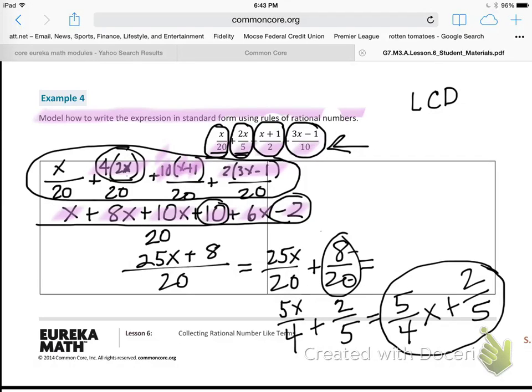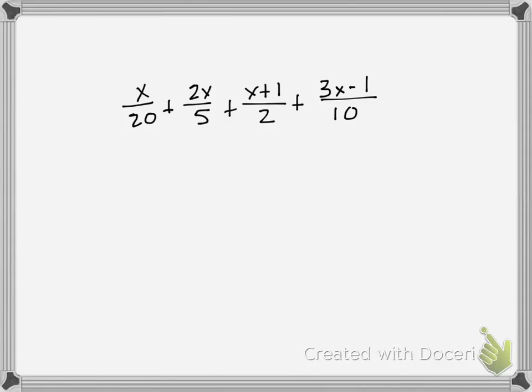Now that's one way to do it, by just keeping everything intact and working with the lowest common denominator first. Now we're going to do it a different way, and I don't want to erase, so I'm going to go find another sheet of paper, so to say. So here we have our original expression.